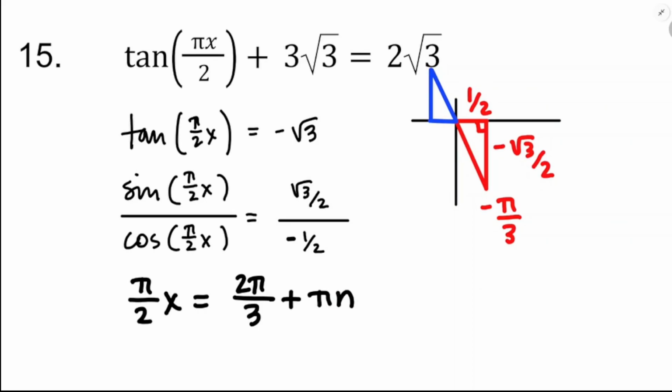Then I'm going to solve for x by multiplying both sides by 2 and dividing by pi. So I'm going to have x equaling, with the 2 pi over 3, when I divide by pi, the pi's will go away. When I multiply by 2, I'll have 4/3. And then with the pi, I'm going to multiply by 2 and divide by pi. So I'll have plus 2n, where n is just some integer.